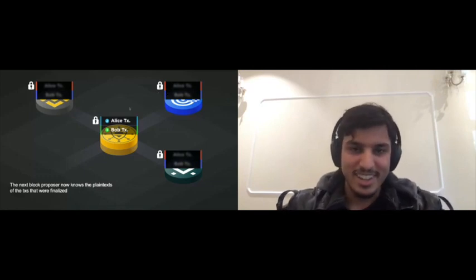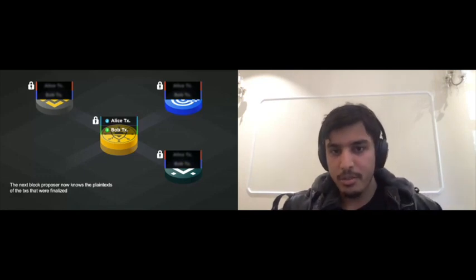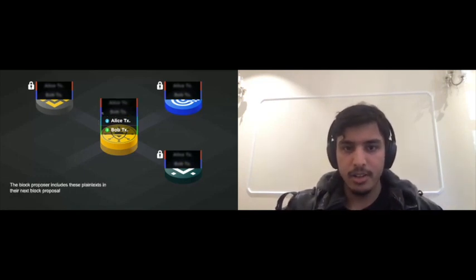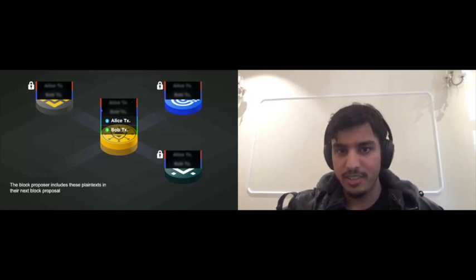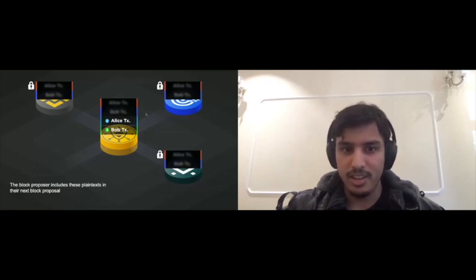So now, when I propose the next block, I'm going to include these plain texts along with some new ciphertext. This red and purple thing is my new block proposal. So I'm including the last block's decryptions and the new block's ciphertext, and I gossip this to the network.